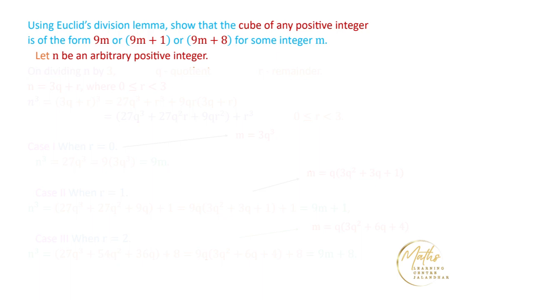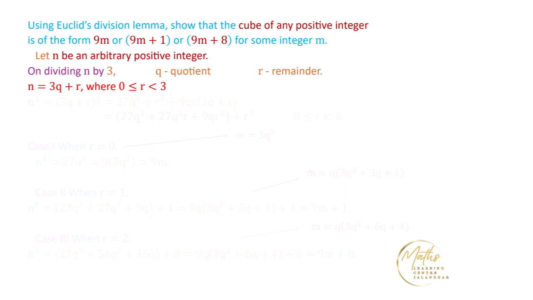Because we have to calculate the cube of the positive integer, we will see that using divisibility with respect to 3 is sufficient for this proof. So on dividing n by 3, by Euclid's division lemma, we will have two integers q and r such that n is equal to 3q plus r, where the remainder r is greater than or equal to 0 and less than 3.